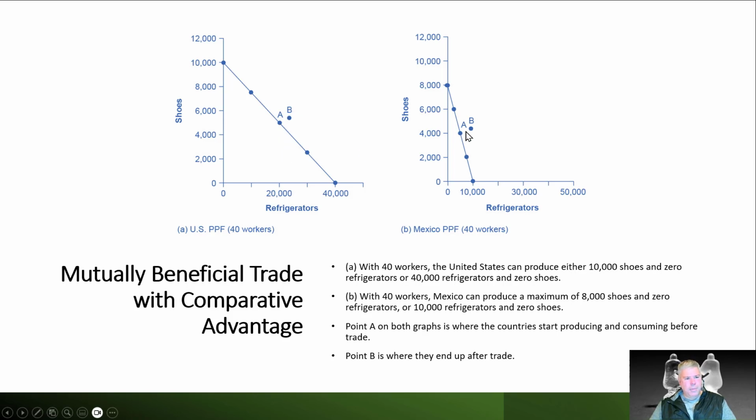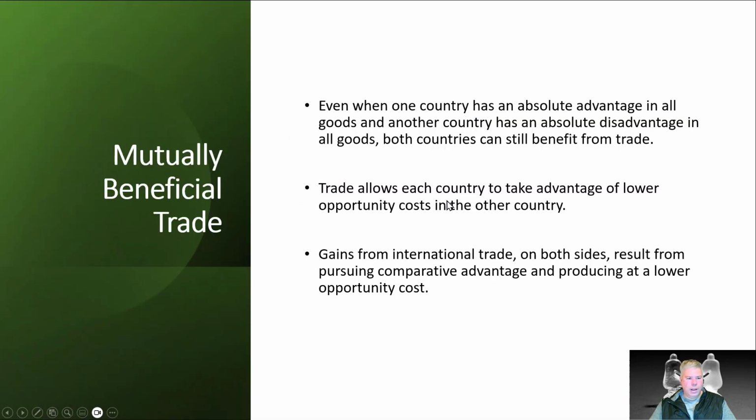And then on the Mexico side, you can't even get to 30,000 refrigerators. So if I wanted to even increase from 4,000 and let's say 5,000 refrigerators out to 10,000 refrigerators, or out to 7,500 refrigerators, I've got to give up 2,000 shoes. So the United States has a comparative advantage in refrigerator production in this particular case.